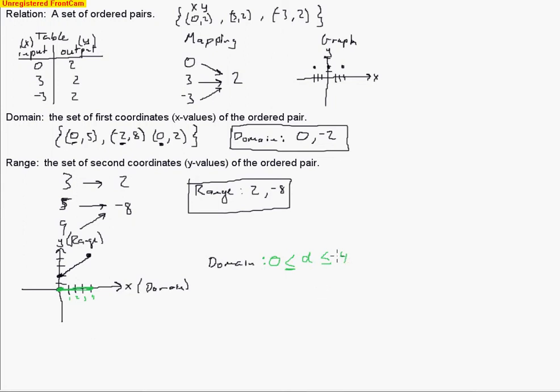So this is a conjunction. It's an and statement because it's all values within a certain range, between 0 and 4. So those are the domain values.